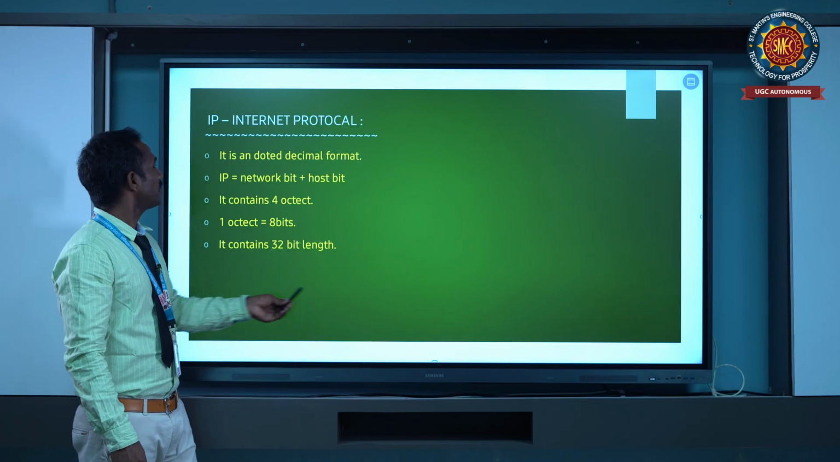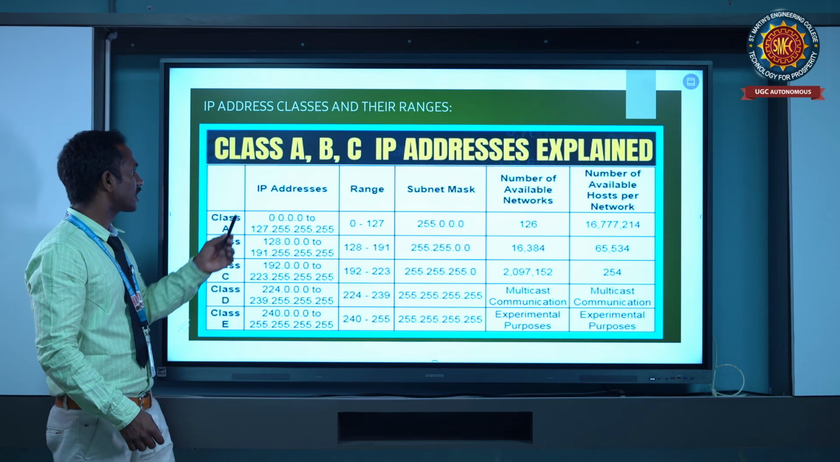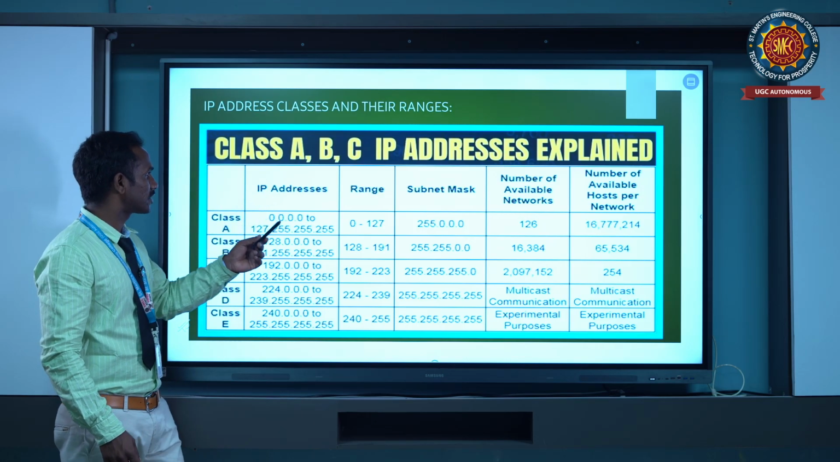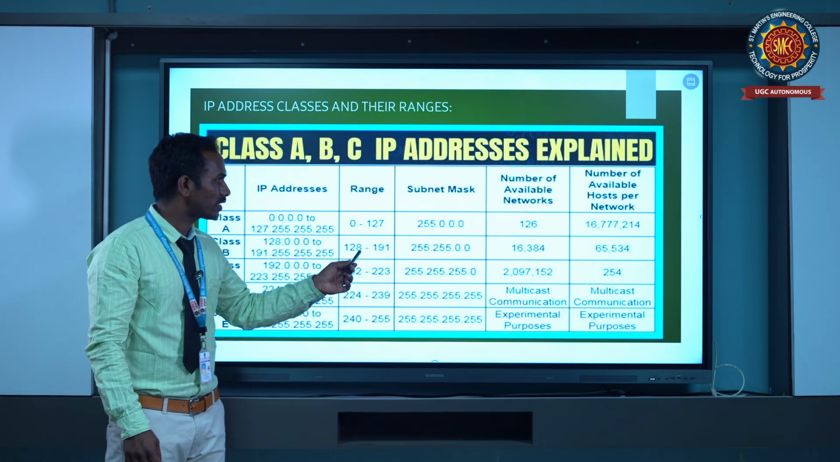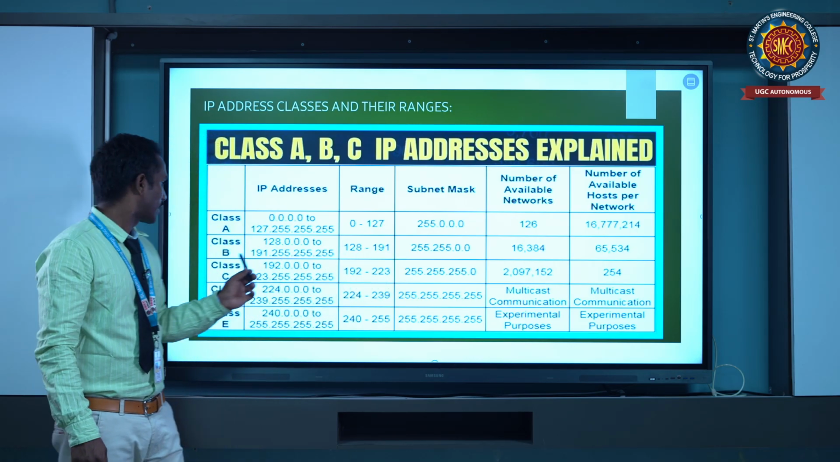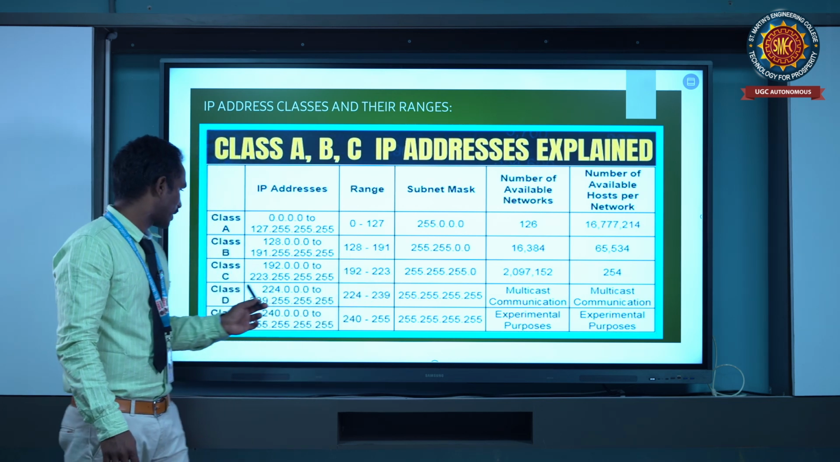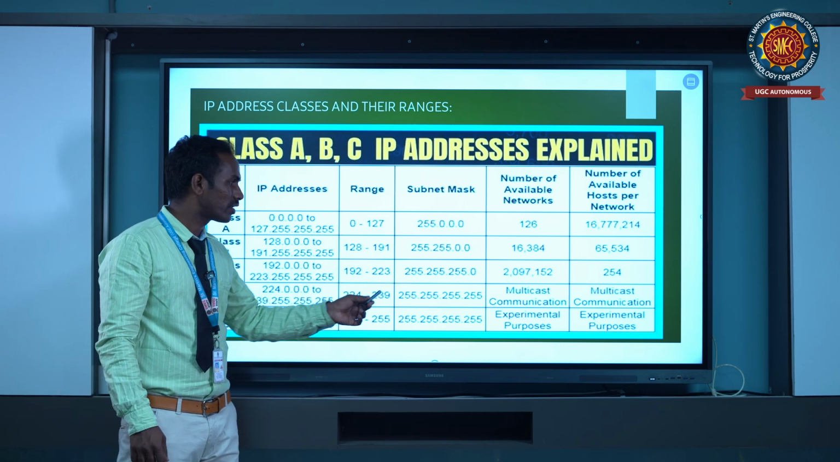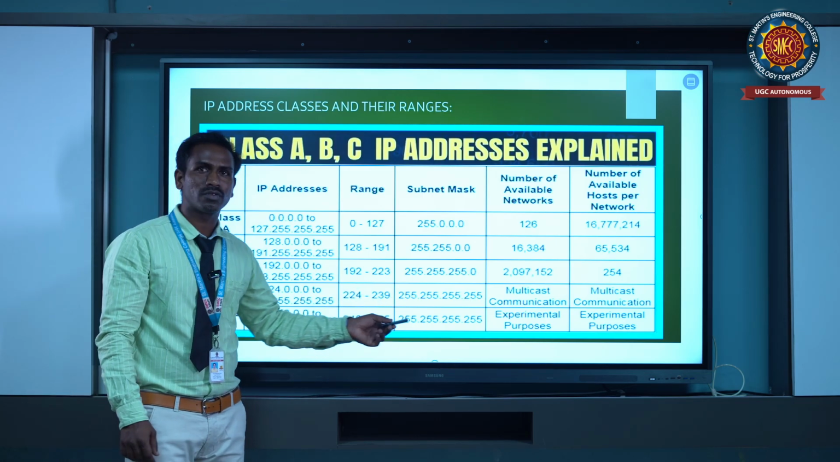so how to find those class ranges? So this is class A. Class A IP address range is 0 to 127, and class B range is 128 to 191. Class C ranges 192 to 223. Class D ranges is 224 to 239. Class E ranges is 240 to 255.